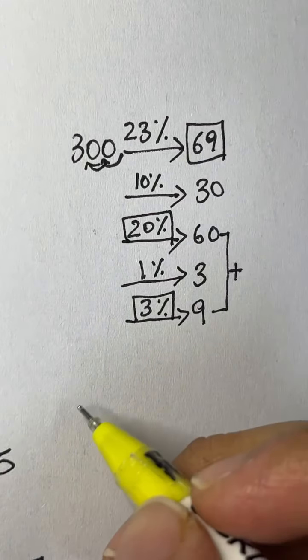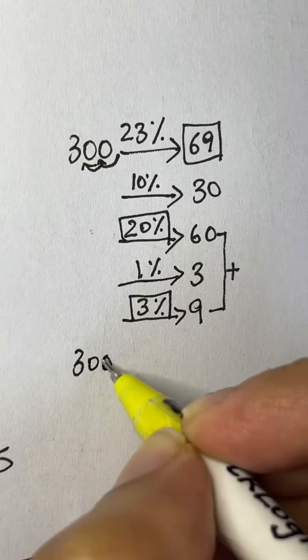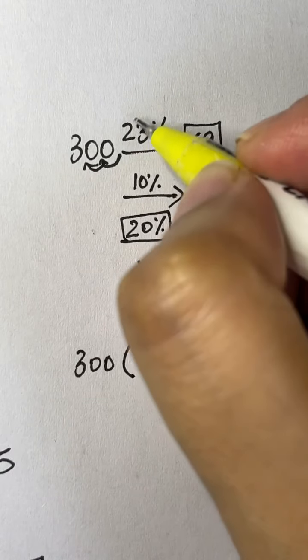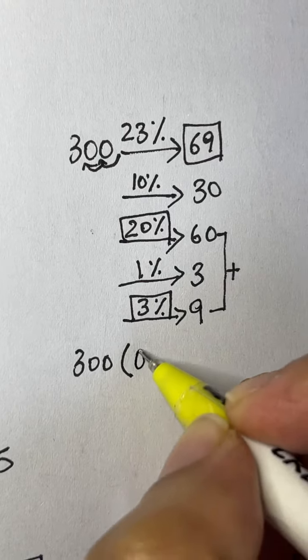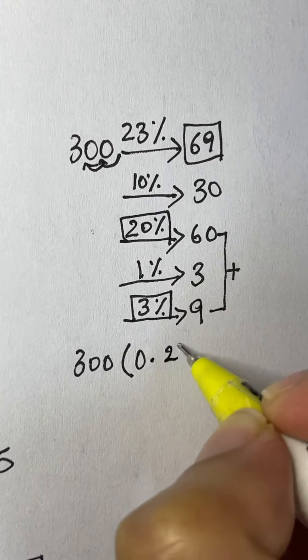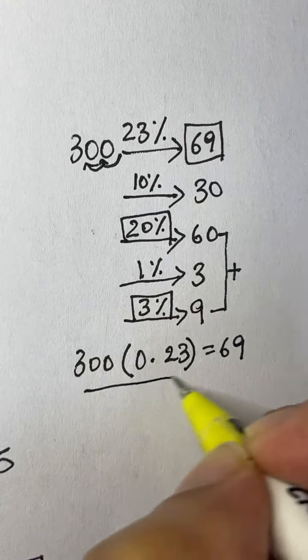Okay, if you want to check in your calculators, what you have to do, you have to take 300, take the percent in the form of decimal. 23% as a decimal is 0.23, which gives 69. You can check in your calculators.